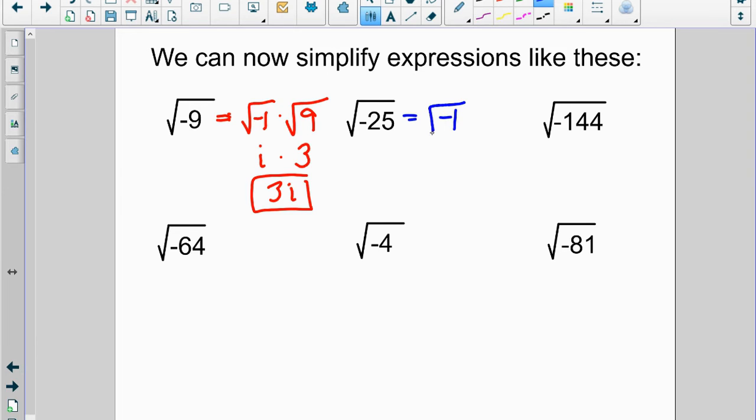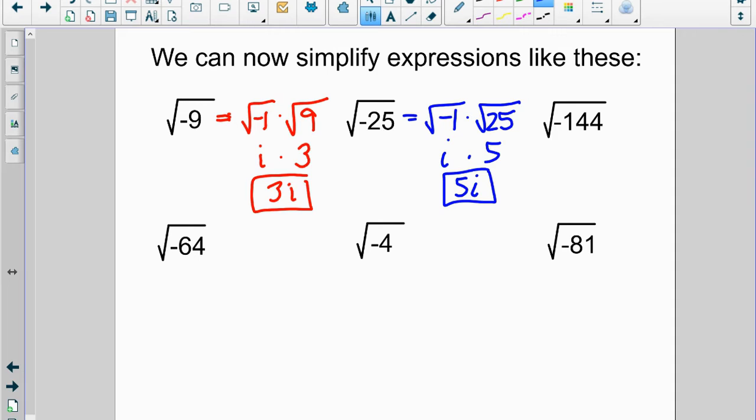In our next example, we have square root of negative 25. Well, let's take that negative 1 out of it so that what we have left is a positive radical. So square root of negative 1 times square root of 25. And we know that the square root of negative 1 is i. The square root of 25 is 5. So it becomes 5i.